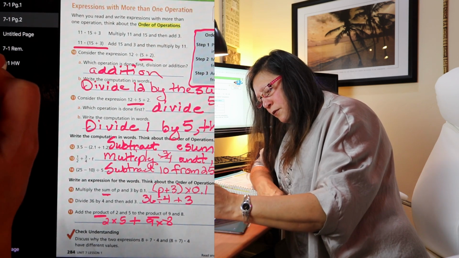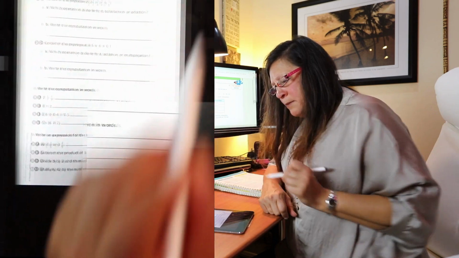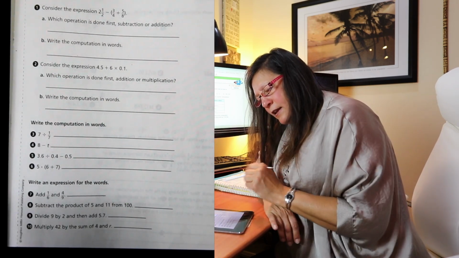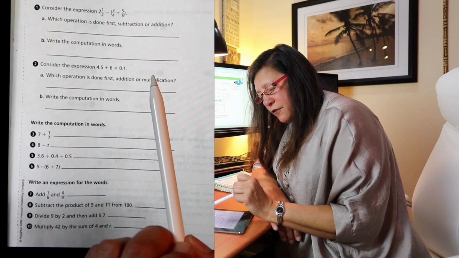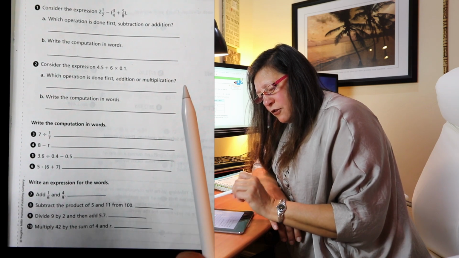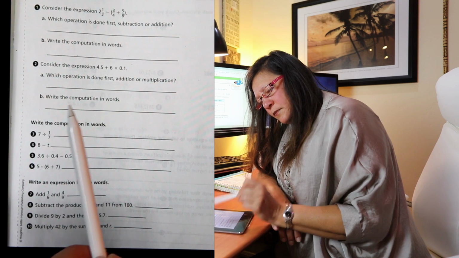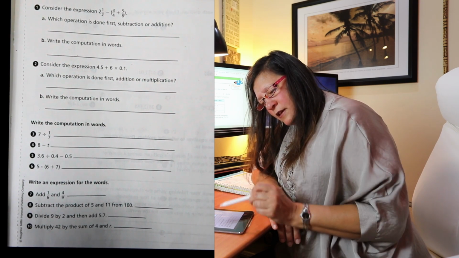Let's go ahead to the 7-1 homework side. You are going to be looking back at the activities we did together to complete your homework side. And just like on 283, we decided which one to do first. Look at the order of operations to make that decision. Same with number 2. What would you do first? And then write it in words.